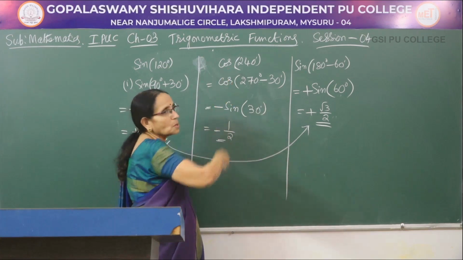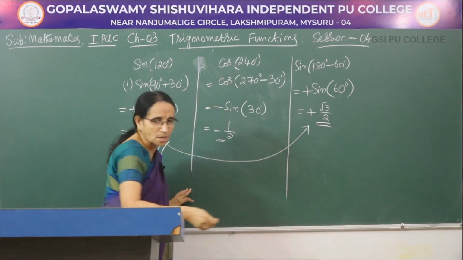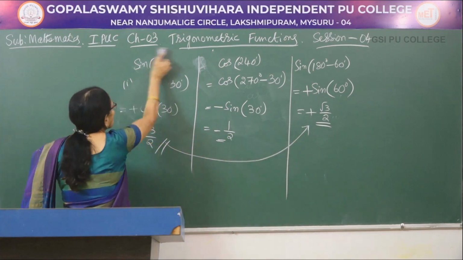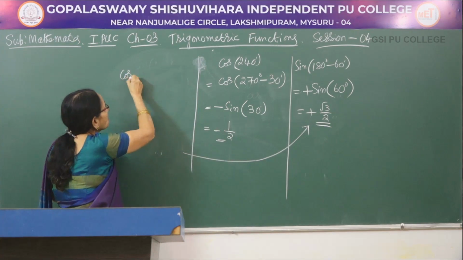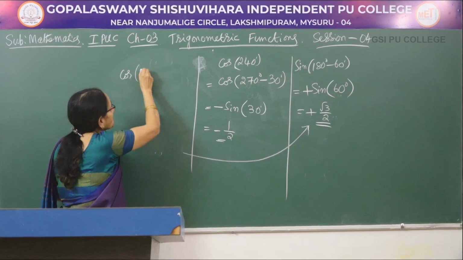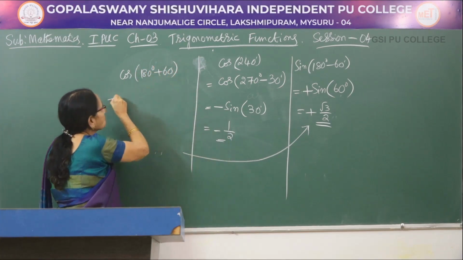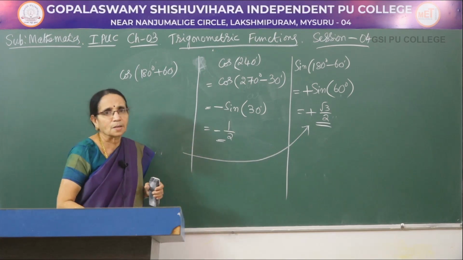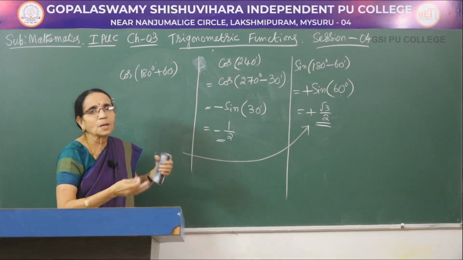Now, come to this problem, cos of 240. Okay. Cos of 240, let me write it here. Now, I am writing it in another way. Here I have written it as 270 minus 30. I am now writing it as 180 plus 60. Isn't it? It can also be expressed like this. I am using 270 minus something, 180 plus something.